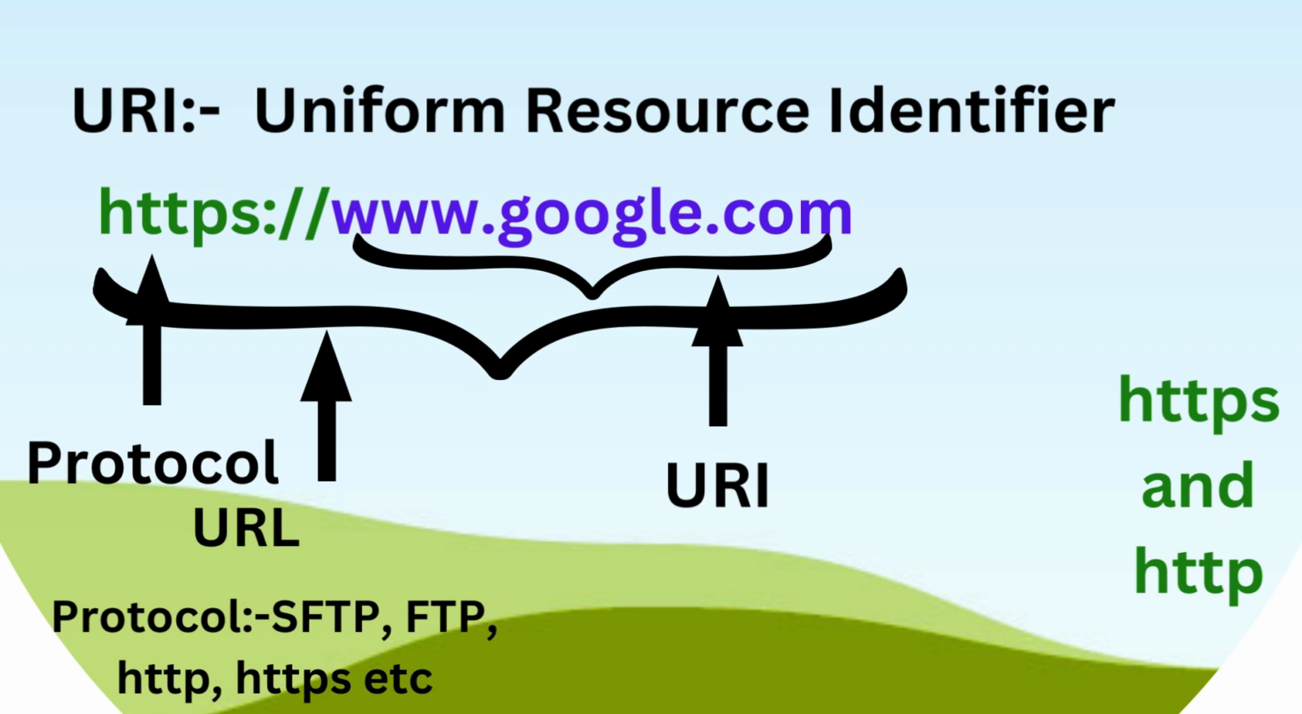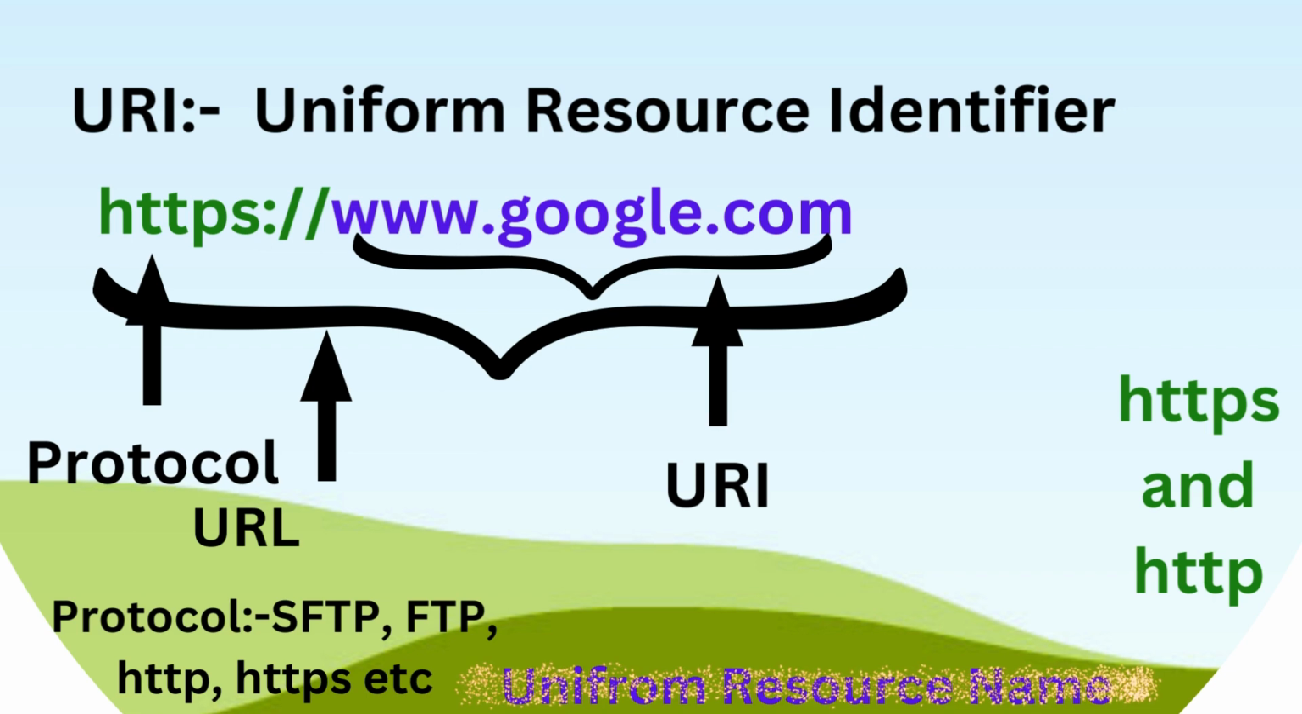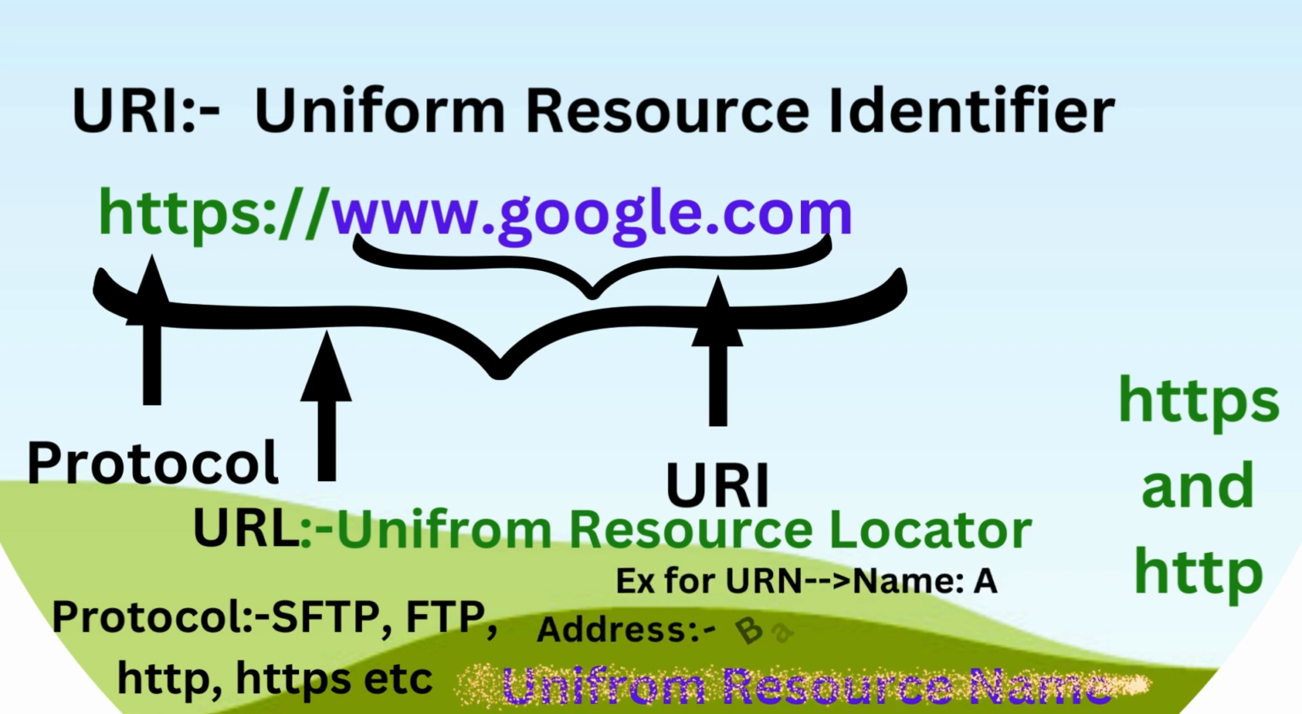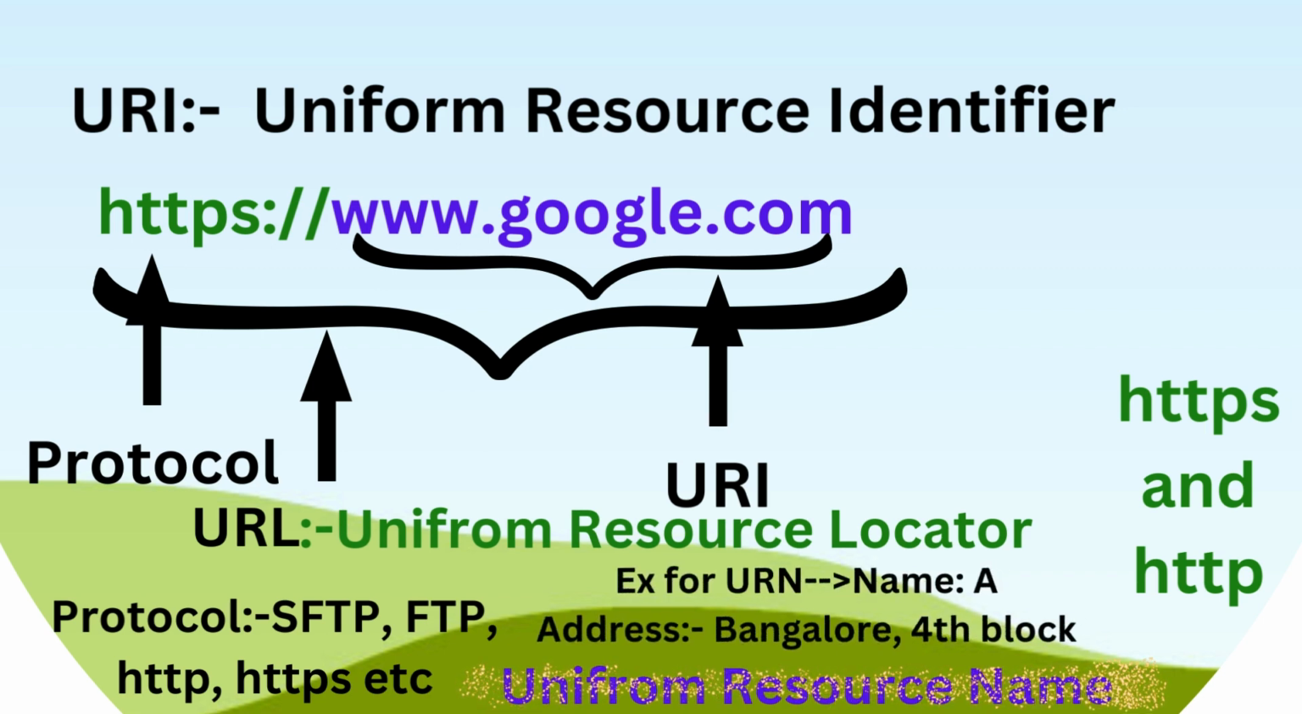Additionally, there's a term called URN, which stands for Uniform Resource Name, and URL stands for Uniform Resource Locator. Let me give you an example of a URN. Imagine we have a friend named A, and A has an address shown on the screen. In this analogy, A is the resource, and the address is called the URL. However, since there may be multiple people with the name A, we prefer to use URLs instead of URNs.